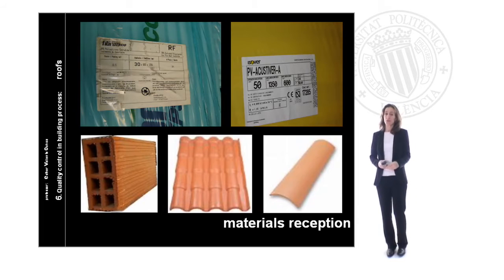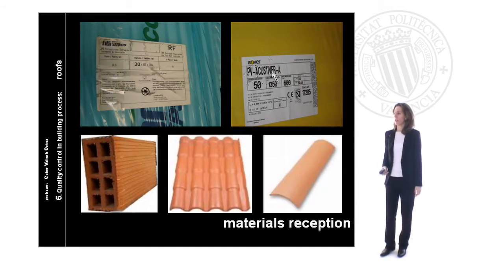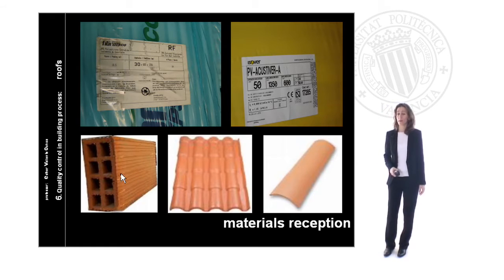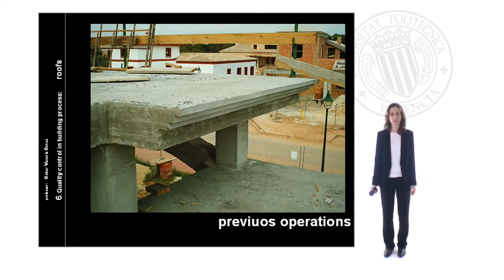The materials reception makes reference to a technical perception of the materials we are going to use for each unit. In this picture, we can see in this corner the fiberglass for acoustic isolation, the expanded polystyrene for thermal isolation, the detail of a ceramic brick, and the detail of the different kinds of ceramic tiles that we will use in order to make our unit, the roofs.